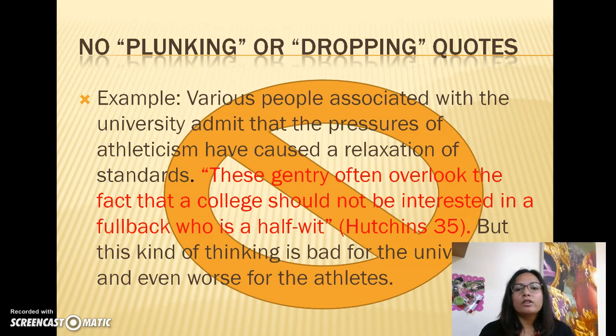So no plunking or dropping quotes. This is what I mean by that. Do you see how in this example there is the author's words plunked directly in the middle of the writer's words? So all the writer's words would be in black. See how that's like completely separate sentences surrounding another complete sentence from the author. That is not blending. That is what I call plunking or dropping, because it hasn't been incorporated in any kind of way. This is to be discouraged. We should never plunk or drop. You always have to integrate it naturally into your own words.